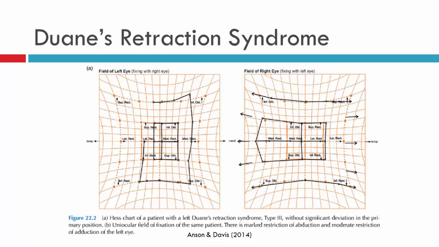And here we have a Hess chart of a patient with a type 3 Duane's retraction syndrome, and here we see that there is limitation of the lateral rectus and limitation of the medial rectus. For this patient, the limitation is slightly asymmetrical. The limitation of the lateral rectus is more so than the limitation of the medial rectus.